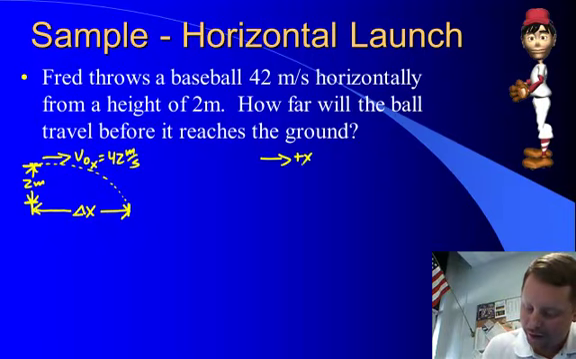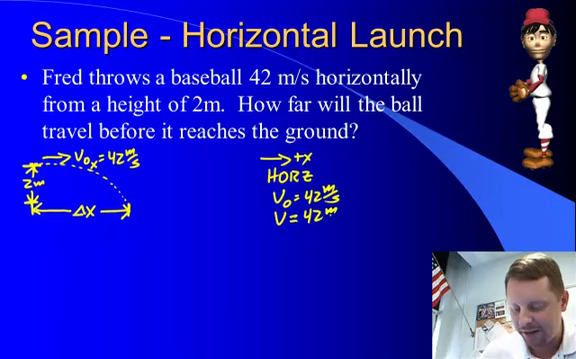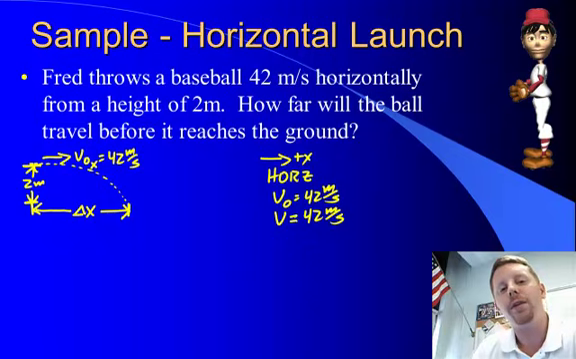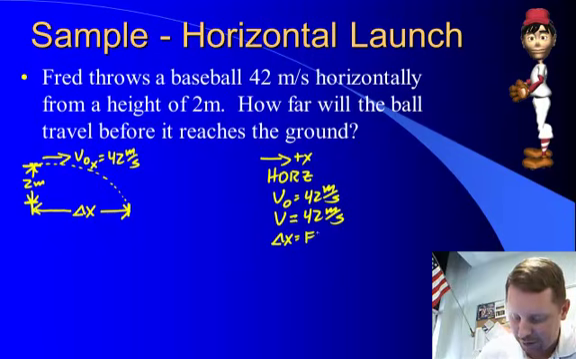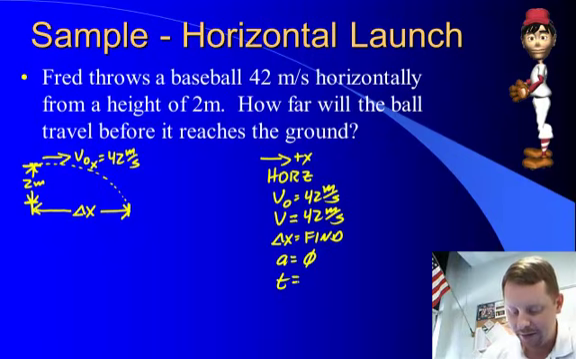We'll call that our positive x direction and make our horizontal table with v naught, which we know is 42 meters per second horizontally. Our final velocity has to be the same because there's no acceleration in the x direction. There's nothing pulling or pushing it sideways. We have our delta x, which is what we're trying to find. We have our acceleration, which we know is 0 because this is horizontal motion only, and time, which we don't know.